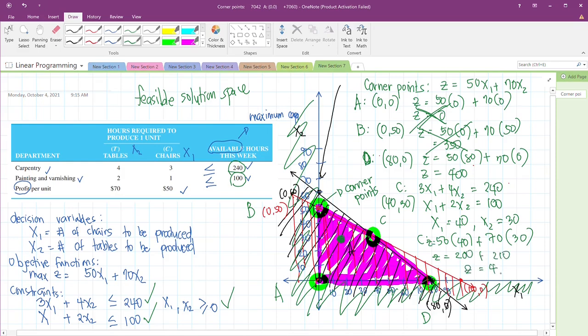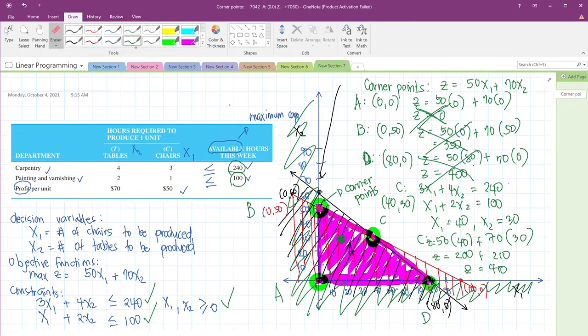So, ano mas mataas? 410 o 400? So, mas mataas yung 410. So, that's why hindi natin i-consider yung 400. So, yun. Nakuha na natin yung ating optimal solution. So, yung optimal solution natin is yung C. Okay? So, which is ang x1 is equal to 40. At ang x2 natin is equal to 30. At yung magiging profit natin is equal to 410.